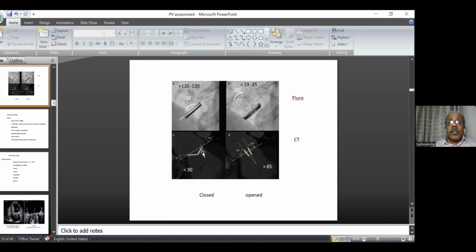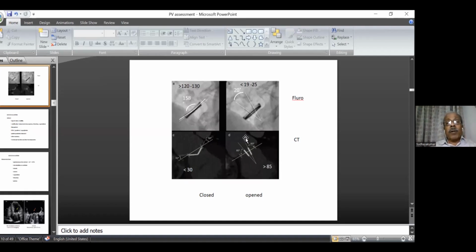Now you can see this is the angle. It will be the opposite of that, because you take this as the tangent along the annulus. This is the leaflet which has been closed, and you draw the tangent, and this angle is taken as the closing angle. And here it is open. This is taken as the opening angle. So it will be different. The opening angle in fluoroscopy will be less, whereas it will be more in the CT.